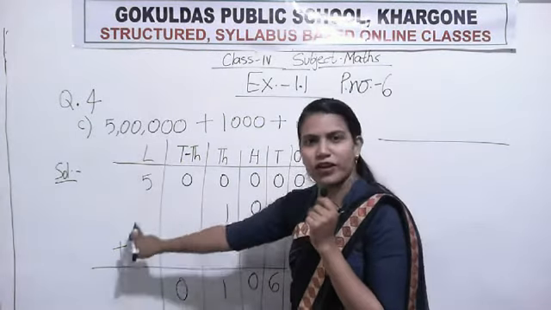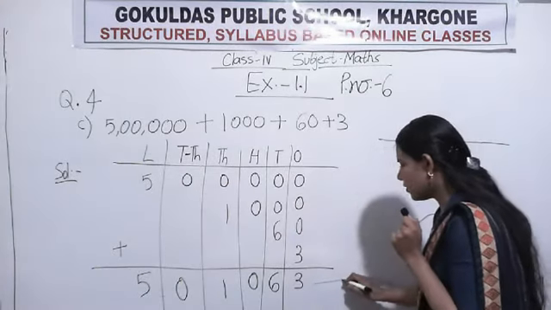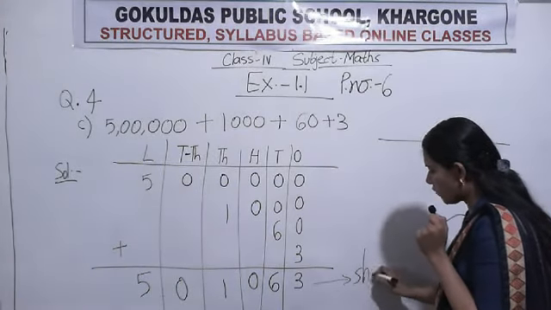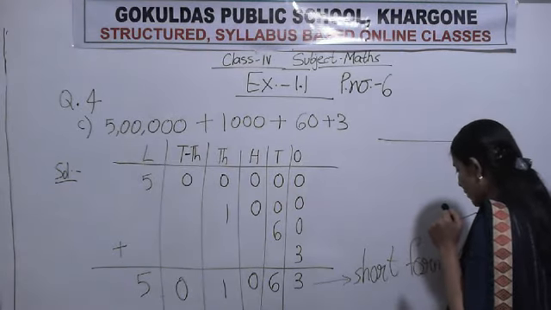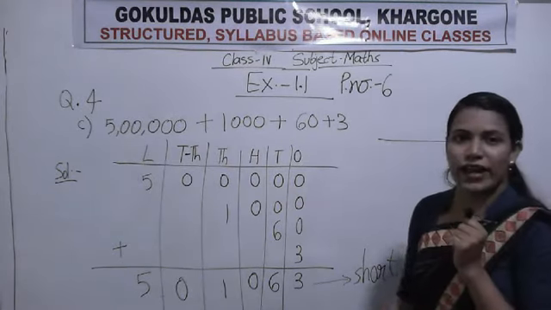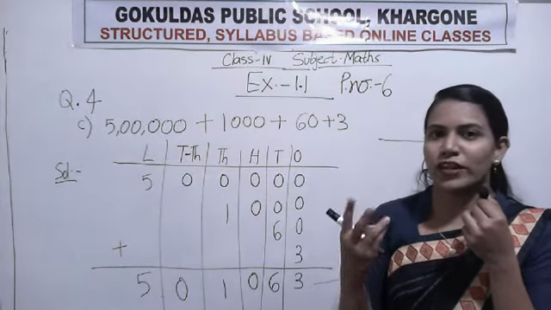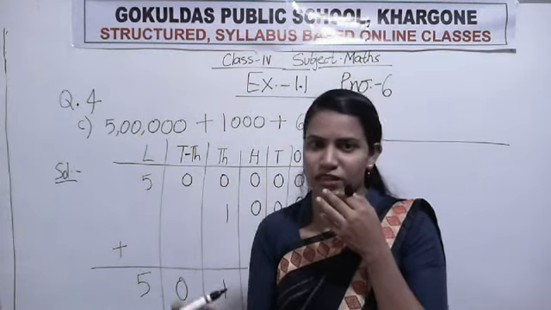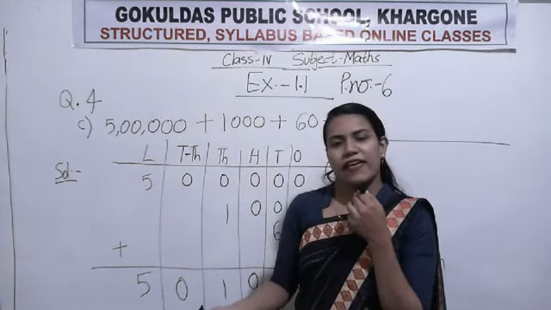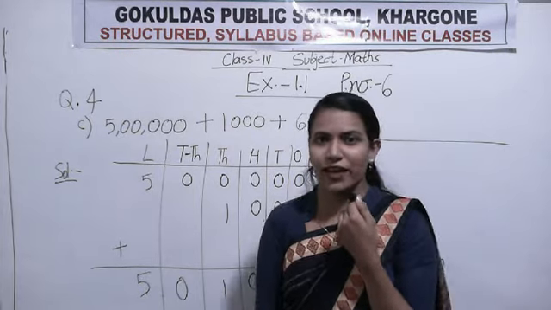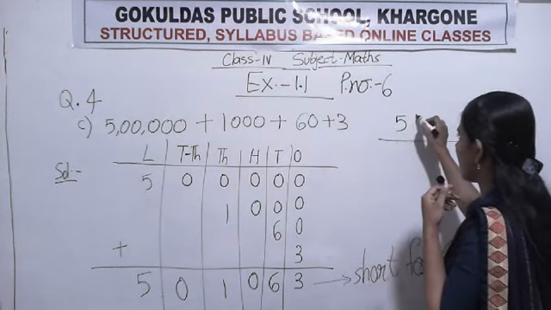In the lakhs place only 5 is there. So put 5. So this will be your short form of the given number. See how easy it is to get the short form of an expanded number. What do you have to do? You have to do only 2 steps. First, arrange all the numbers in the place value table column wise, and then add them all up. Okay. So write your answer here.